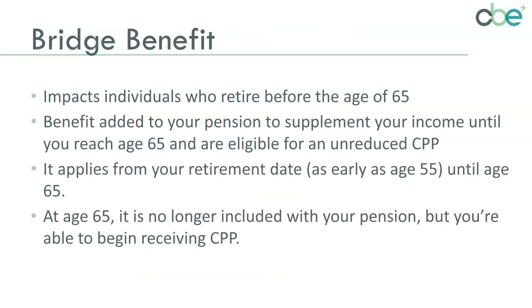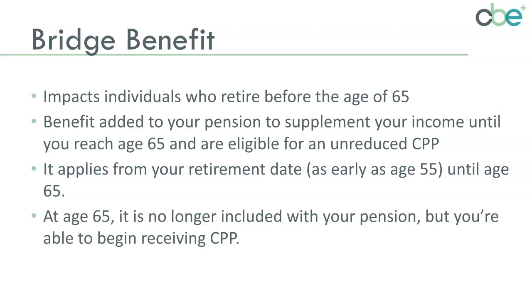Notice the bridge benefit is shown on your estimate using the pension estimate calculator. We'll take a moment to explain what it represents. The bridge benefit applies to members who choose to retire before the age of 65. It is meant to supplement your income until you reach age 65 and are eligible to receive an unreduced Canada Pension Plan or CPP pension benefit. It applies from your earlier retirement date until you reach age 65.